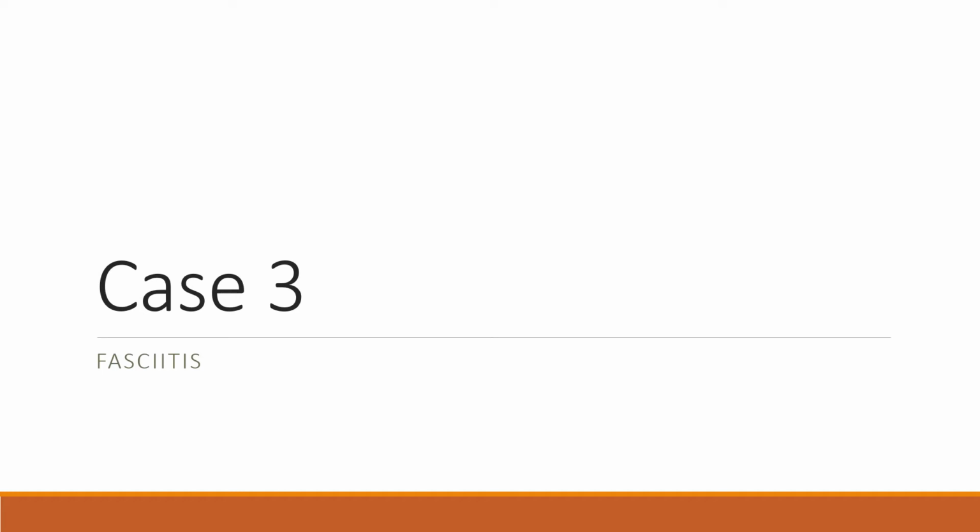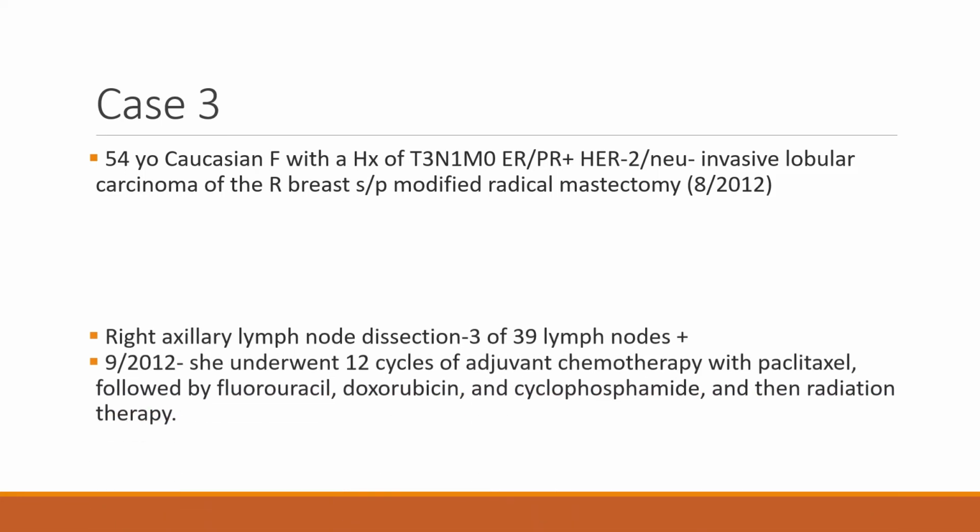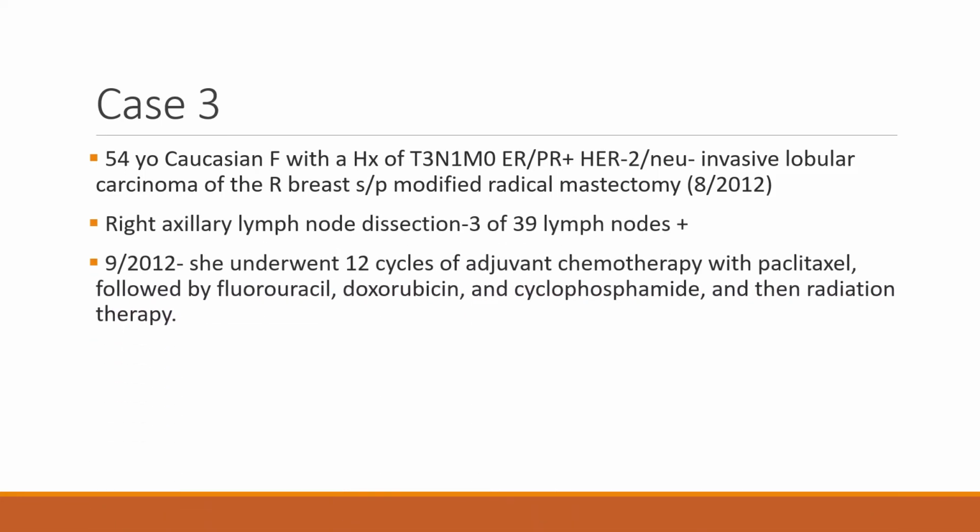For the third and final case, we're going to be talking about a case of fasciitis that was associated with aromatase inhibitor therapy use. In this case, we have a 54-year-old Caucasian female with a history of T3N1M0, ER-PR positive, HER2 negative, invasive lobular carcinoma of the right breast, status post modified radical mastectomy in August of 2012. Her right axillary lymph node dissection, 3 of the 39 lymph nodes were positive.